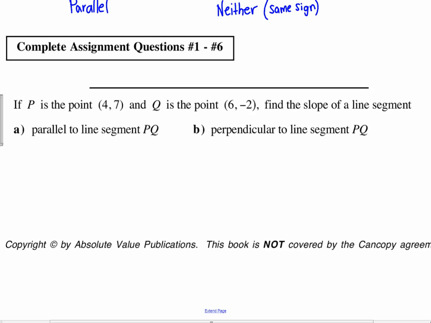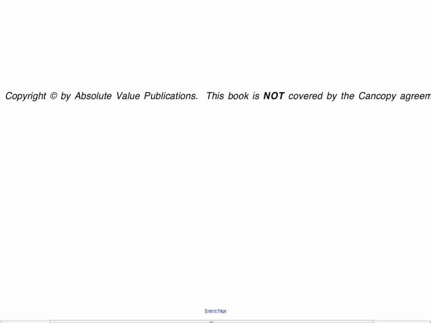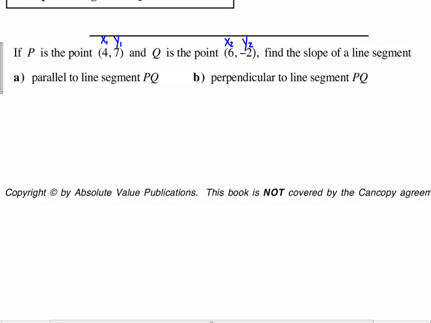Okay, because P is (4, 7), Q is (6, -2). Find the slope of PQ. So guess what formula I'm going to use if I'm given 2 points? Slope formula, so we label them x1 and y1, x2 and y2. So label your 2 points. First point, second point. So that we can plug it in.